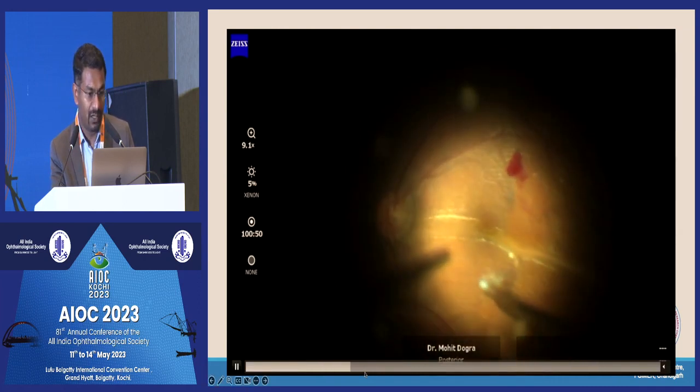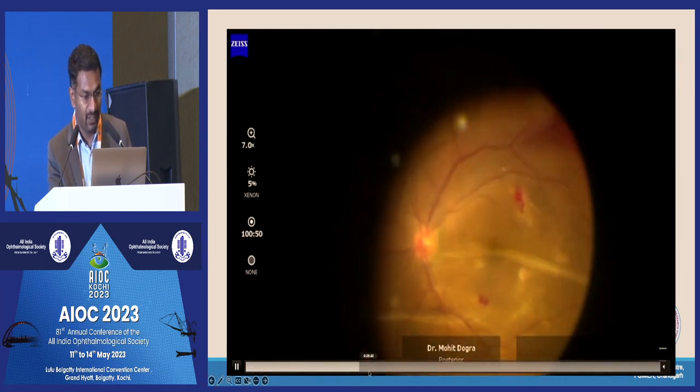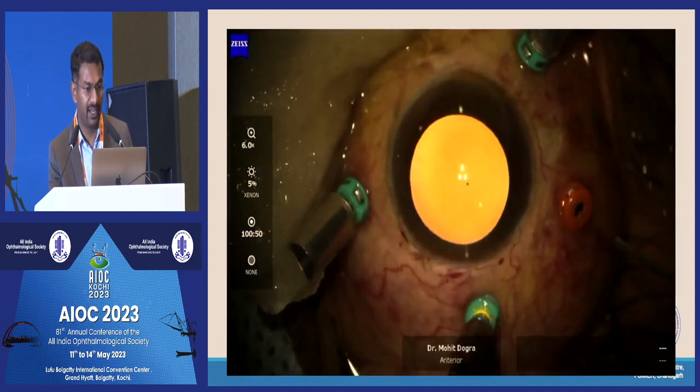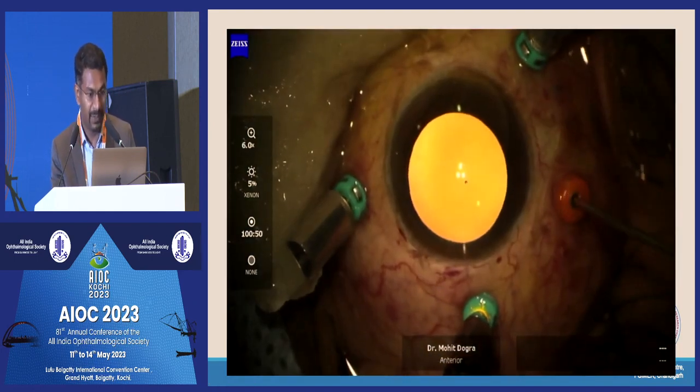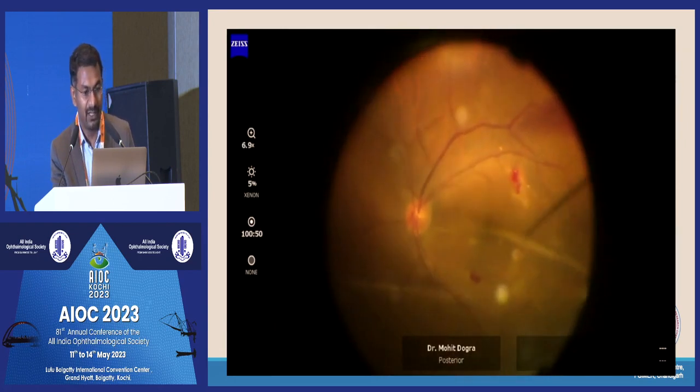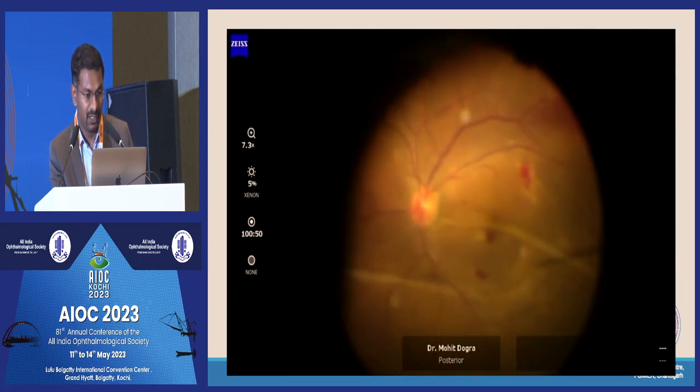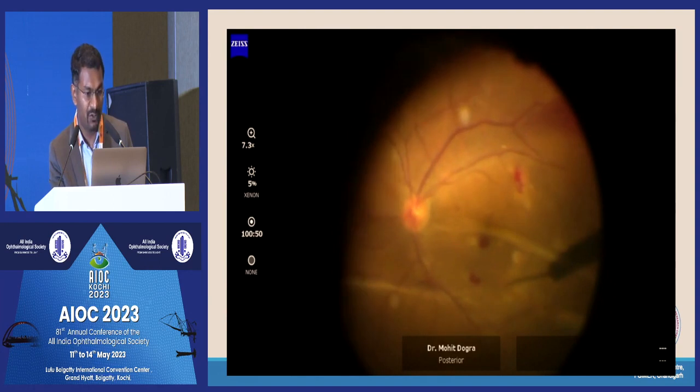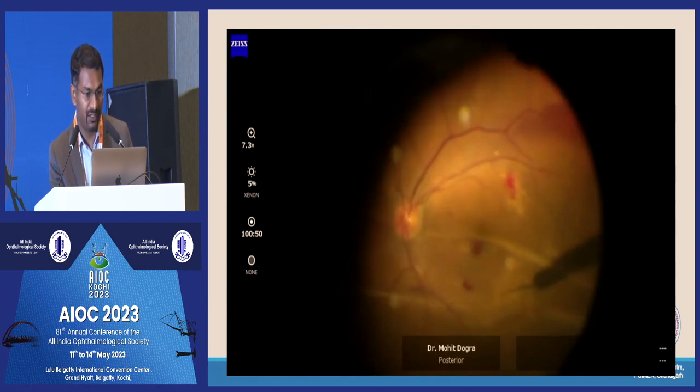Once we completed the ILM peeling, then with the help of a 38 gauge MedOne subretinal cannula, we injected BSS Plus solution. The amount of BSS Plus solution should be injected in such a way that the full thickness retinal fold should resolve on table only.